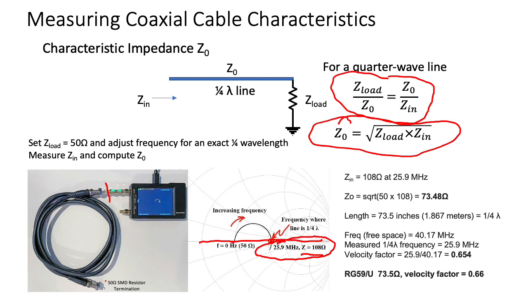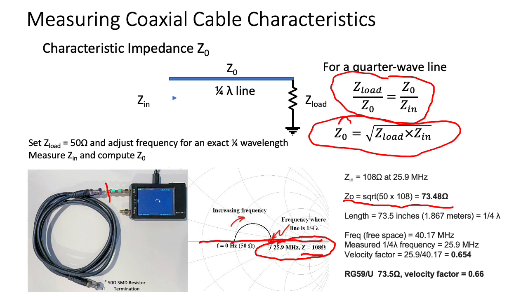Z naught from the above equation is given by the square root of 50 times 108, the square root of load impedance times the measured input impedance. That turns out to be 73.48 ohms. So you'll notice immediately I know I have a 75 ohm piece of coax. And that's sort of obvious from the fact that it was provided with F connectors on it.